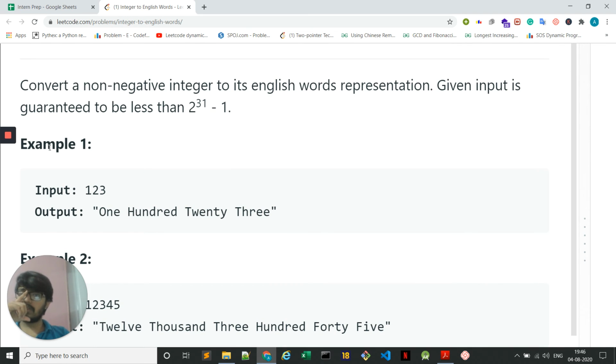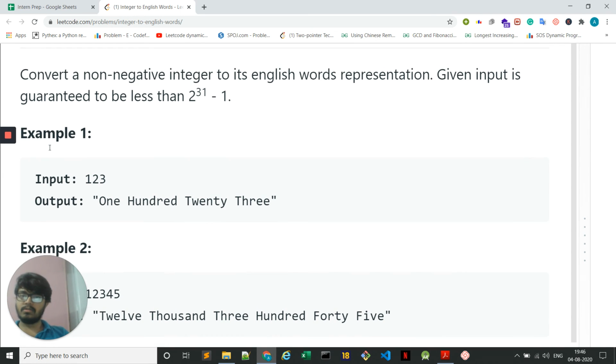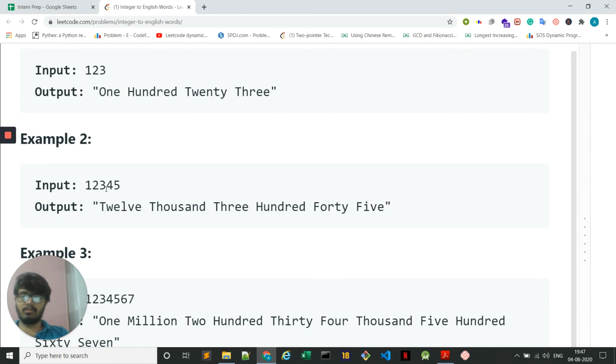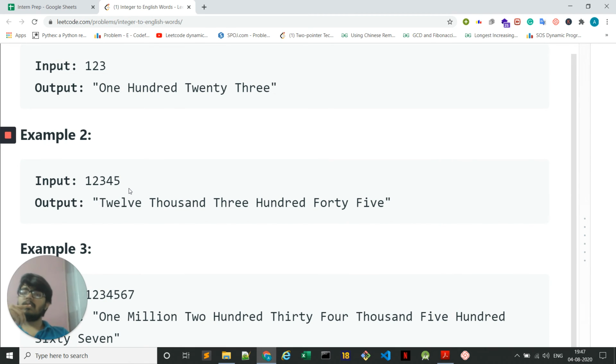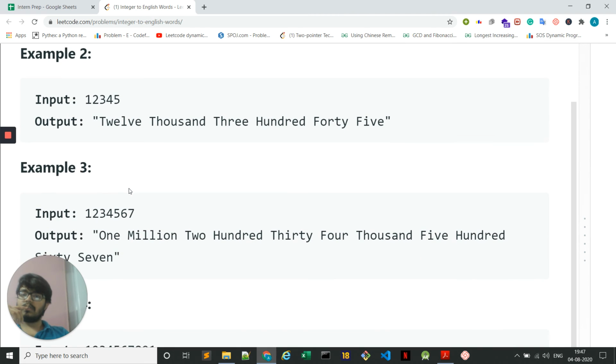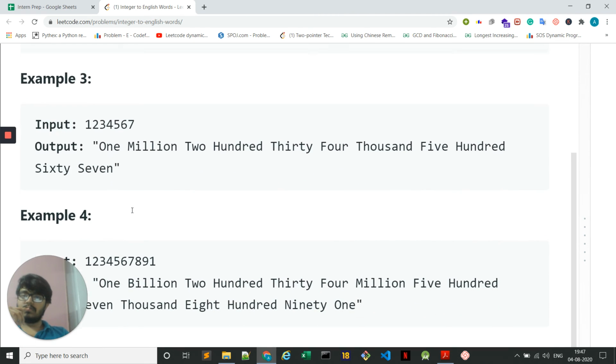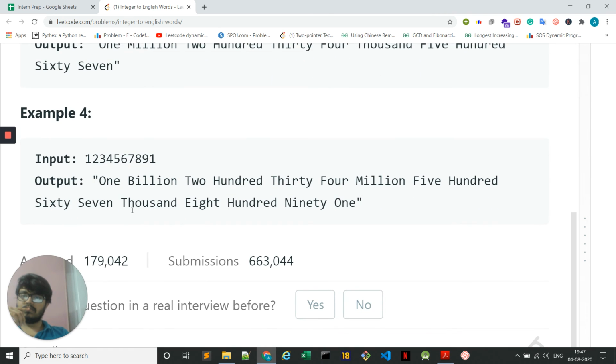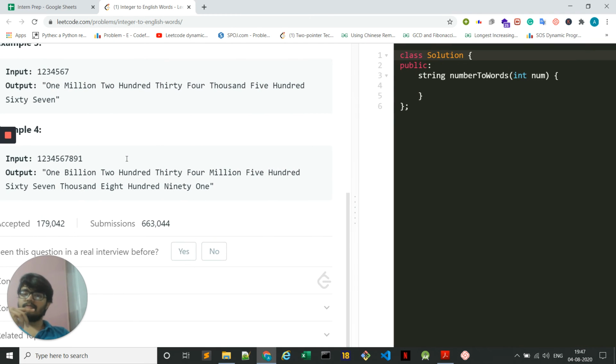So we have been given an integer and need to convert it to its words. 123 is "One Hundred Twenty Three", and 12,345 is "Twelve Thousand Three Hundred Forty Five". I think the examples they have given add some clarity.